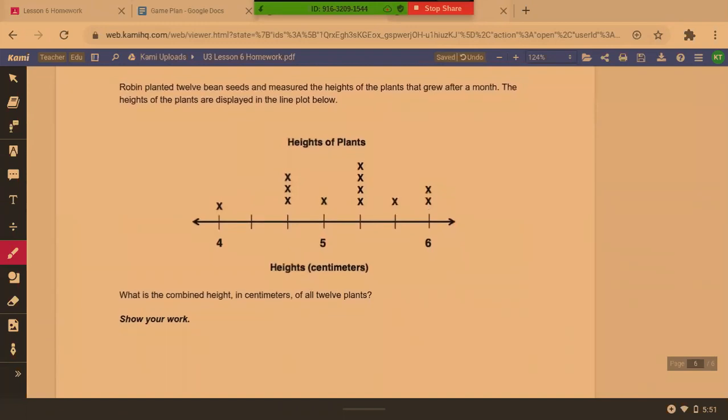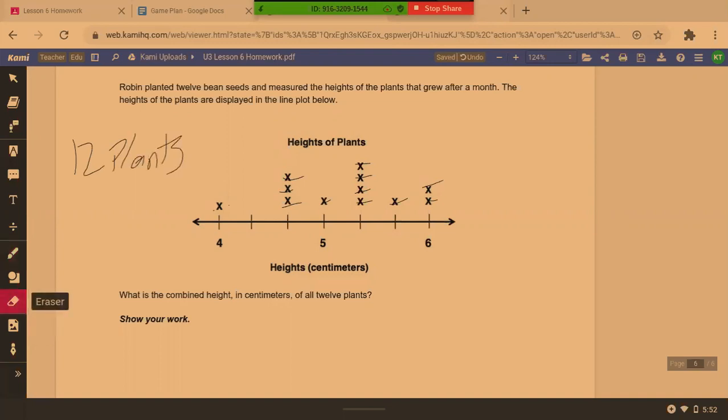Here is our last problem. Robin planted 12 bean seeds and measured the height of the plants that grew after each month. The height of the plants are displayed in the line plot below. So each X represents one plant. So we have 1, 2, 3, 4, 5, 6, 7, 8, 9, 10, 11, 12. 12 plants.